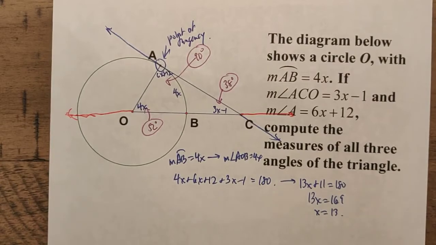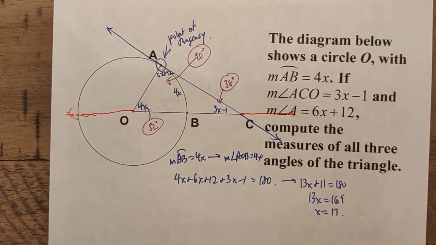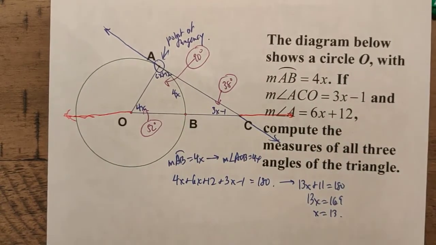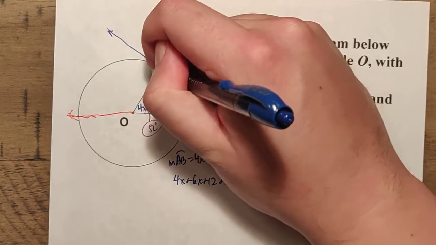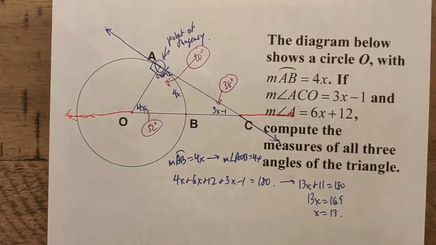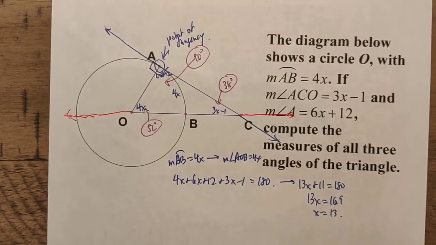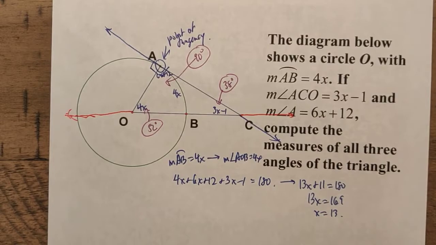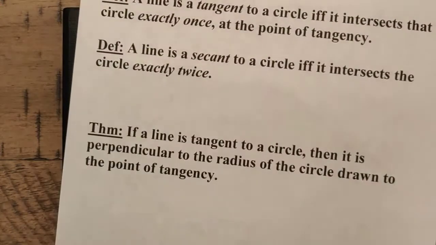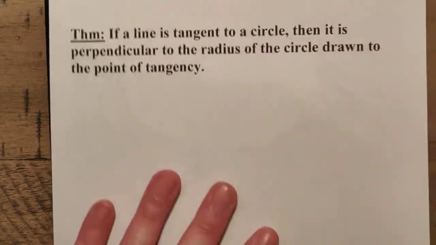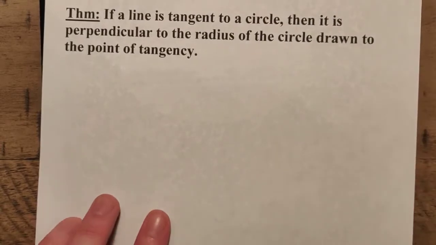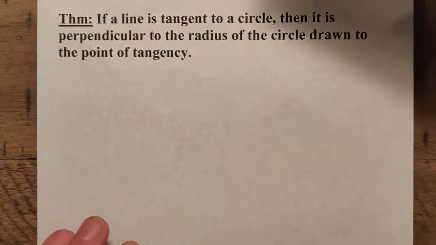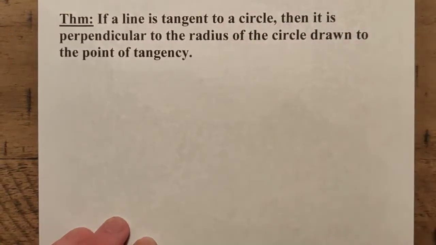Okay. Now, one of the first things to note about a tangent line is something that you may have noted here. We noted this is a 90-degree angle, which implies that AO and AC are perpendicular. We have right angles here. Now, this is no accident, ladies and gentlemen. It does seem like this is going to be the case here. And this actually leads us to an important theorem, probably one of the most important theorems about tangent lines and circles. We can say that if a line is tangent to a circle, then it's perpendicular to the radius of the circle drawn to the point of tangency.